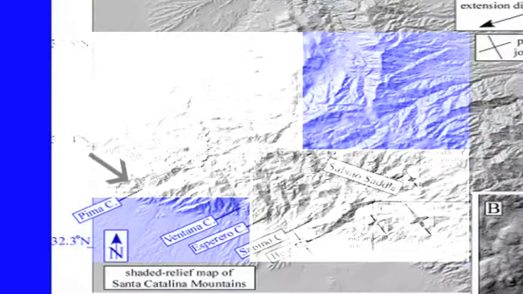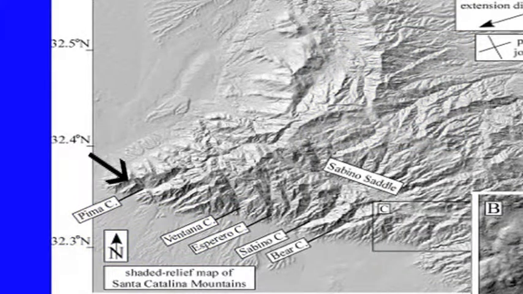For example, Pima Canyon right here has a very unusual shape to it. The Catalina Mountains were uplifted. The highest point is here. One would expect the water to flow downhill along the steepest path to get to the Tucson Basin.